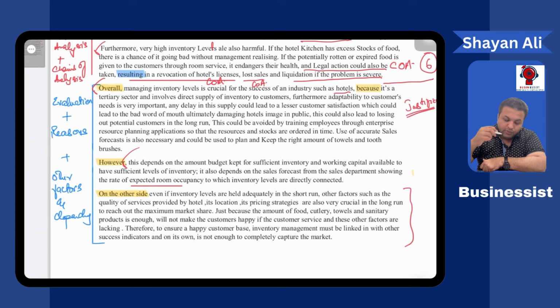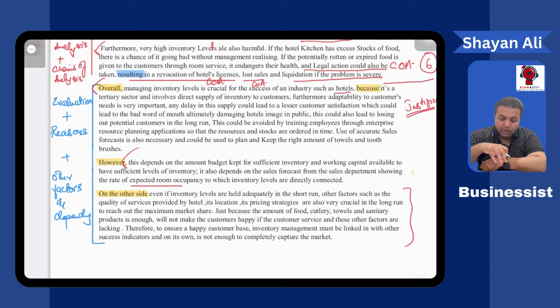For example, even if the inventory levels are held adequately in the short run, other factors such as the quality of the service provided by the hotels, its location, its pricing strategies are also very crucial in the long run to maximize the market share. Just because the amount of food, cutlery, towels and sanitary products is enough will not make the customers happy. If the customer service and these other factors are lacking, therefore, to ensure a happy customer base, inventory management must be linked in with other success indicators, and on its own is not enough to completely capture the market.